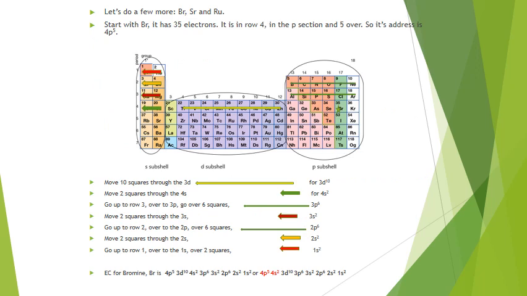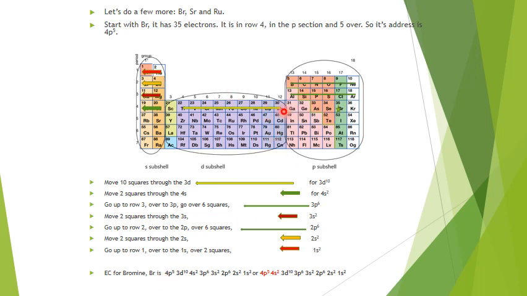All right, we're going to do 3 more of these, and we're going to start with bromine. Bromine is number 35. It's in row 4, in the p's, so you don't have to worry about subtracting 1. It's 1, 2, 3, 4, 5 over, so it's 4p5. I wrote that down first: 4p5.